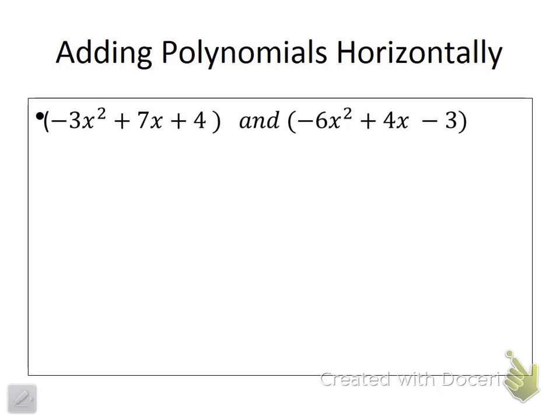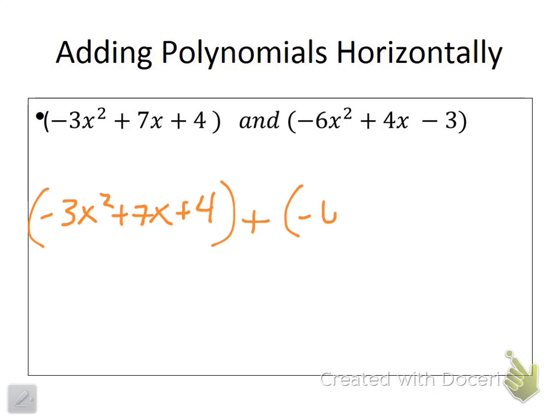Okay, this adding them horizontally is going to be what we've done previously. So we're going to add negative 6x squared plus 4x minus 3. If I'm adding, we can technically get rid of these parentheses because we're not distributing that plus sign, because if I did, it's going to be the exact same thing. Whereas if it was a negative, I'd have to distribute that negative first. So now we're going to combine our like terms.